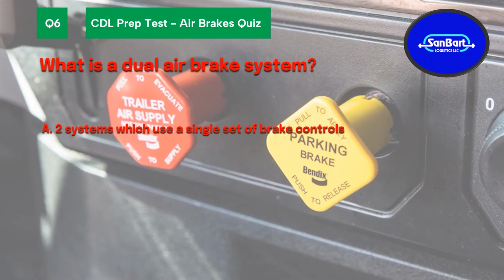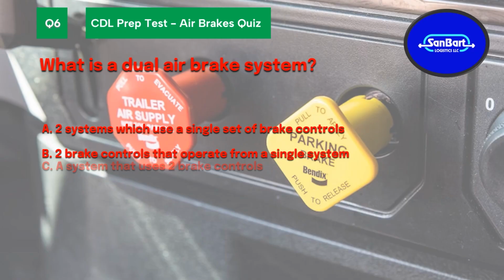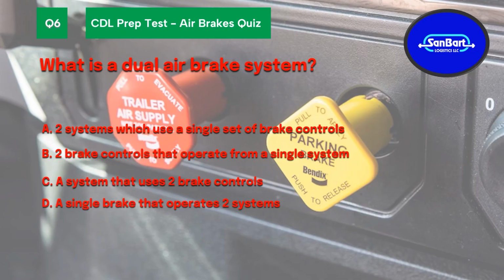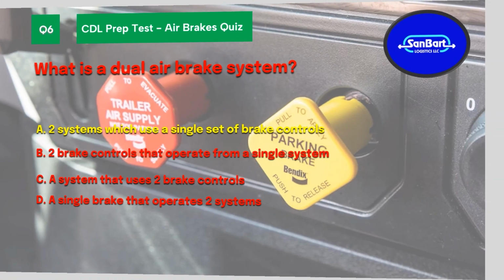A. Two systems which use a single set of brake controls. B. Two brake controls that operate from a single system. C. A system that uses two brake controls. D. A single brake that operates two systems. The correct answer is A. Two systems which use a single set of brake controls.